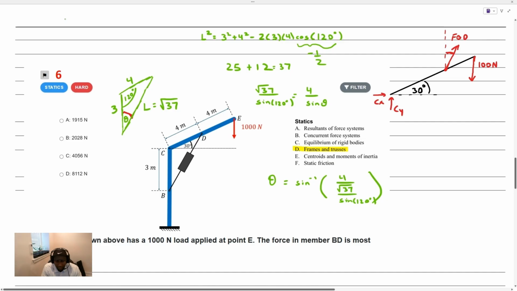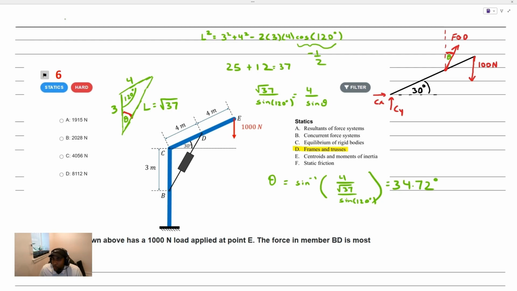Square root of 37 divided by the sine of 120. 4 divided by that answer. We're going to go ahead and find the inverse sine of that. Inverse sine of this answer. So I get that angle theta is 34.72 degrees. So that's great. We know the angle theta, and that is this angle right here.